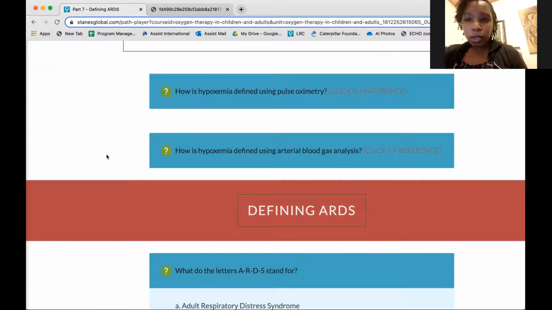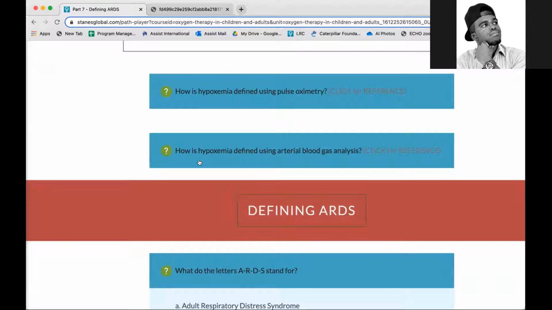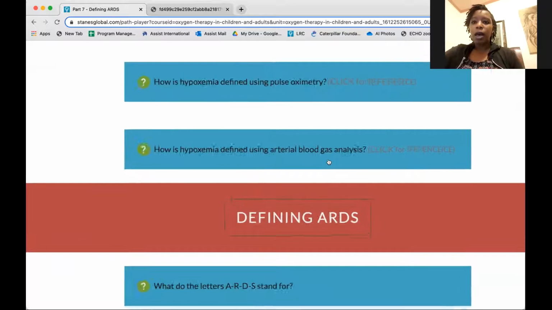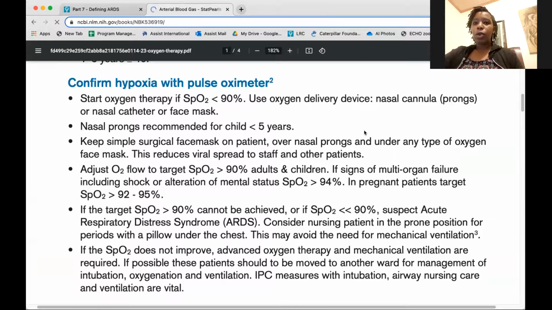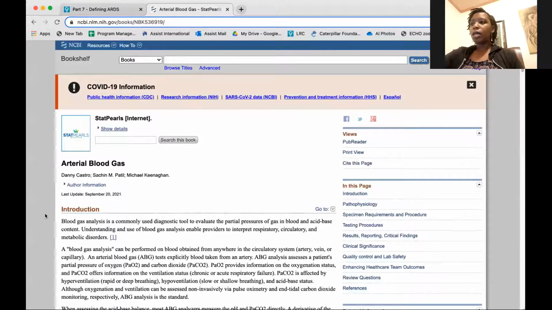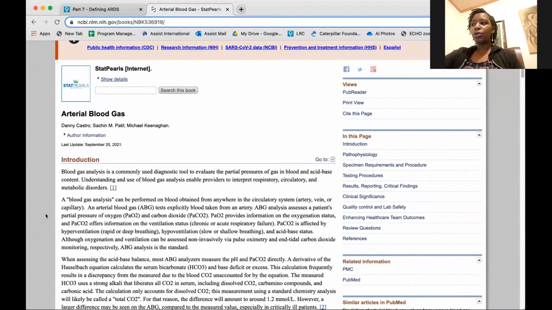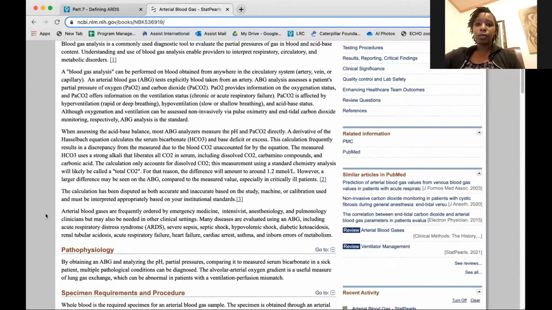So the next question is, how is hypoxemia defined using arterial blood gas analysis?